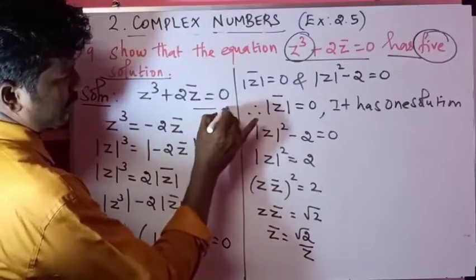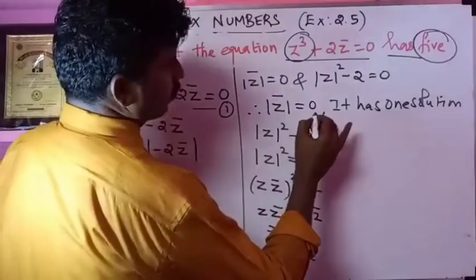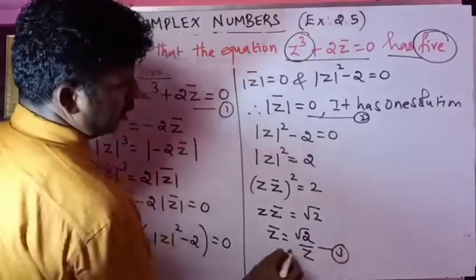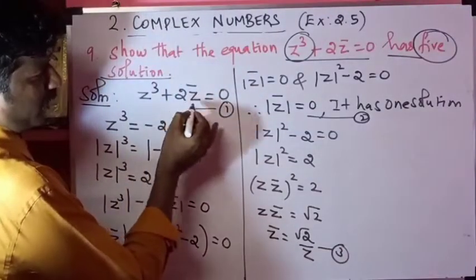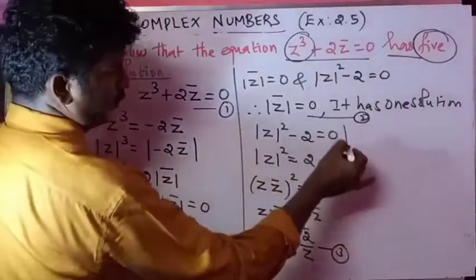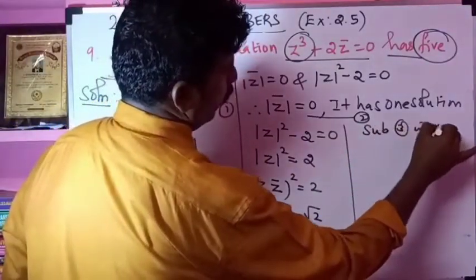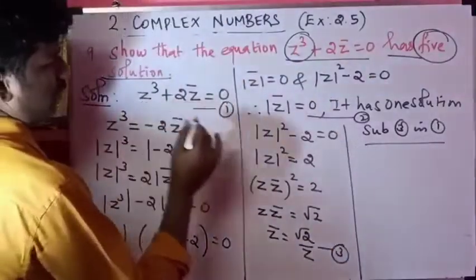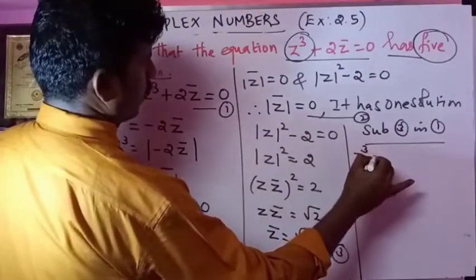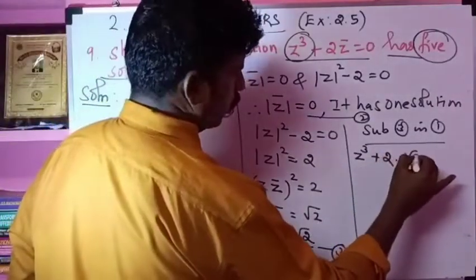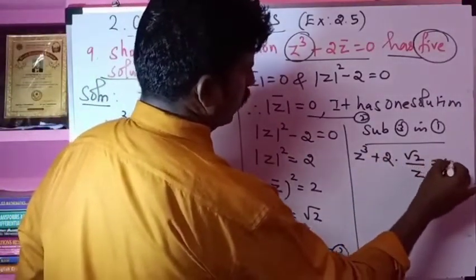Equation கொடுத்துருக்கேன். This is equation 1 கொடுங்க. It has one solution. இங்க equation 2 கொடுங்க. இது 3 கொடுங்க. இப்போ இந்த z bar value இங்க substitute பண்ணலாம். Equation number கொடுத்துட்டீங்கன்னா கொஞ்சம் ஈஸியா இருக்கும் இல்லையா? So now substitute the 3 in 1, right? So what is 1? z cube plus 2 z bar equal to what? Into root 2 by z is equal to 0.